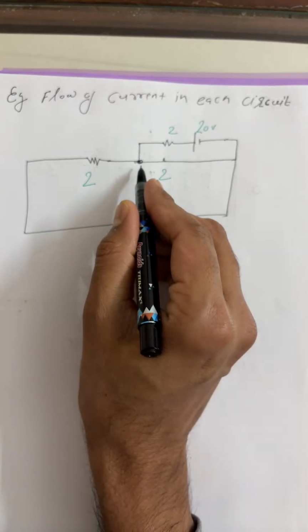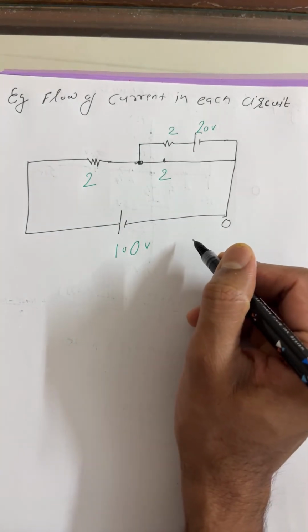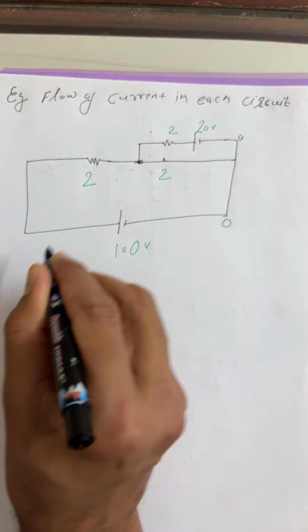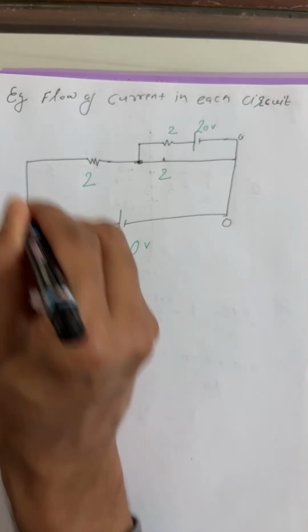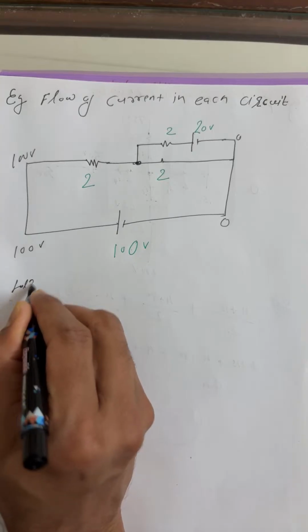Now, this is x. This is 0, and again you can see 0 here because it is the same connecting wire. So this is 100 volt. You can see this is 100 volt. Have a look at the solution.